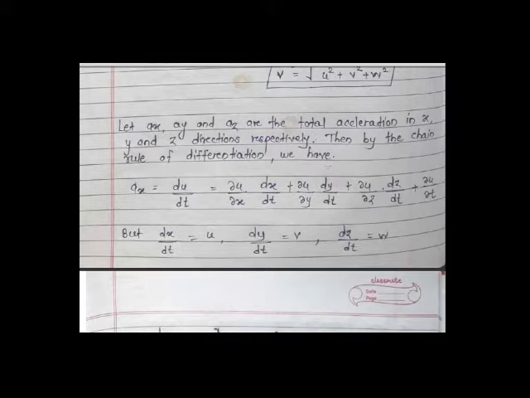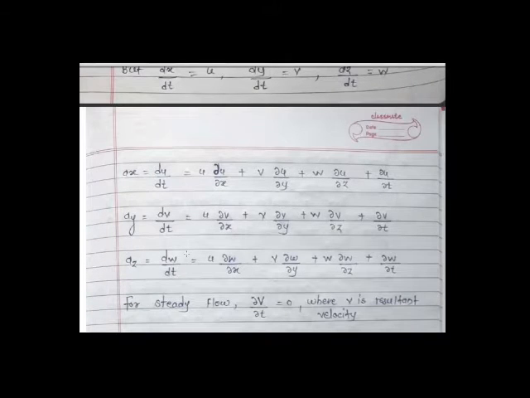If we consider the acceleration in the x direction, it must be equal to du by dt, u indicating the velocity in the x direction. So ax is equal to du by dt. Similarly, ay is equal to dv by dt, and az is equal to dw by dt. So these are the accelerations in all three directions.